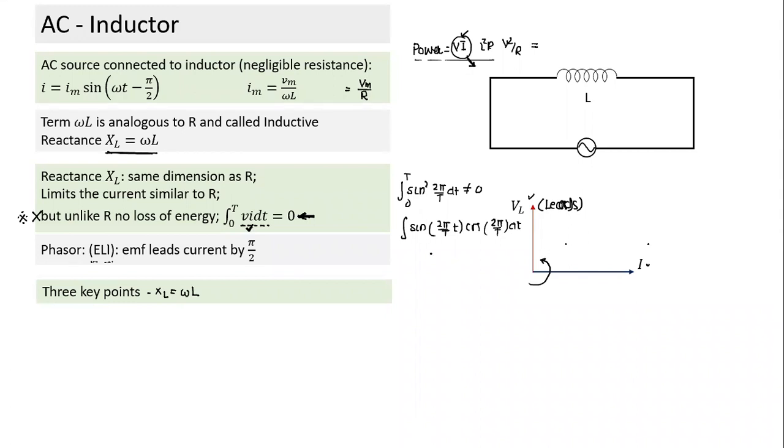So 3 points we understand. This is XL, and maximum current will be equal to Vm by omega L. Can I also write I equal to V by XL? What does this term indicate here? Whenever I use the suffix m, it indicates maximum value. If I don't use the suffix, what does this indicate? RMS value. Is this relationship also valid or not?